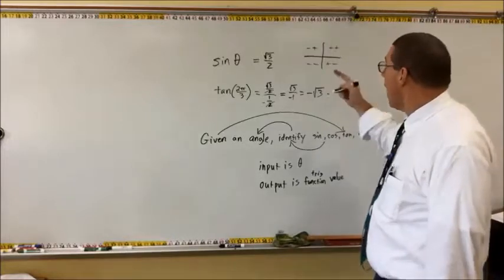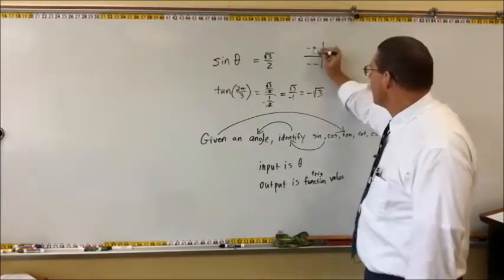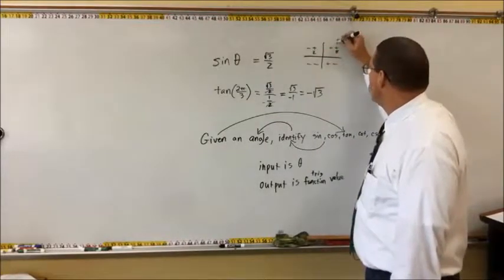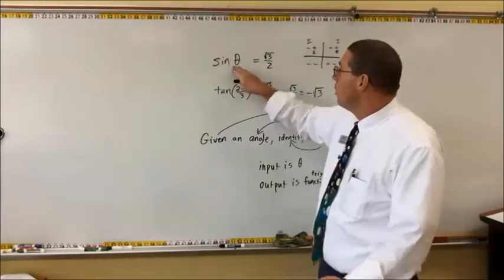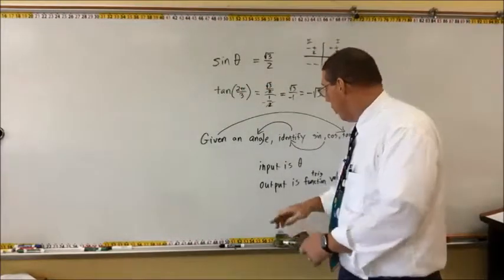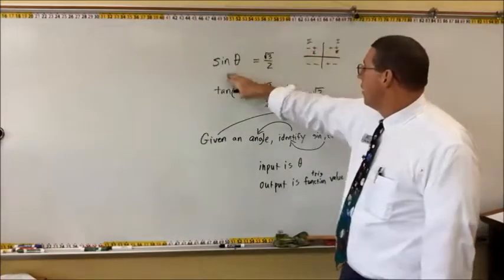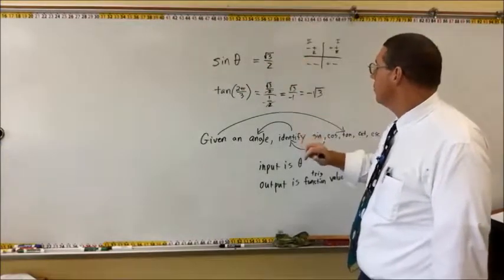So here's the thing. Sine is positive in 2 quadrants. Sine is positive in both quadrant 1 and in quadrant 2. So there's actually 2 theta angles where sine of theta is going to be positive square root of 3 over 2.